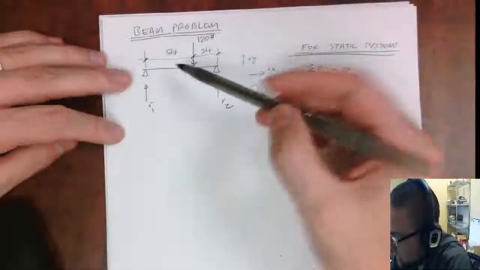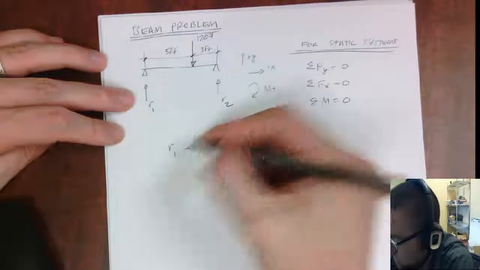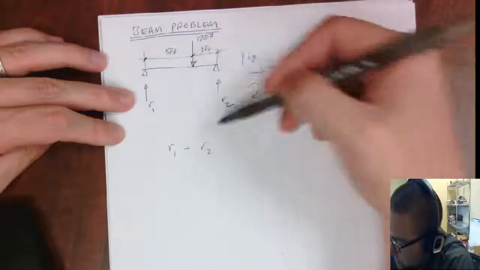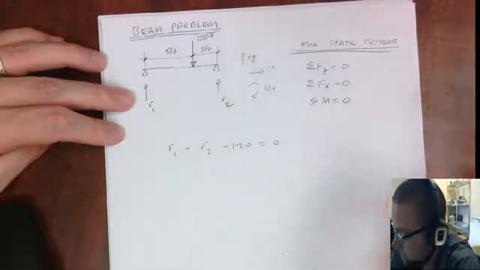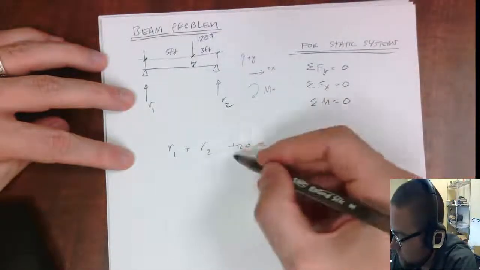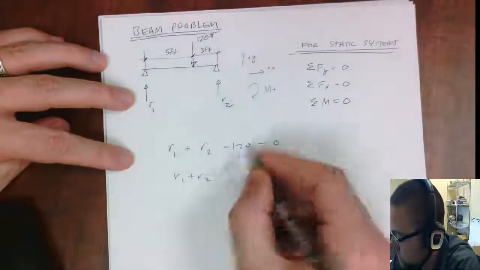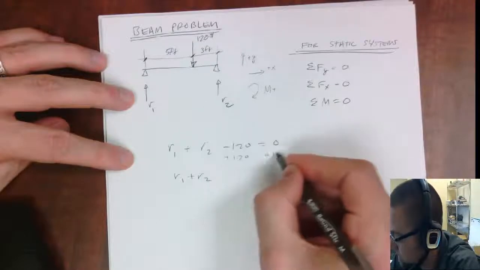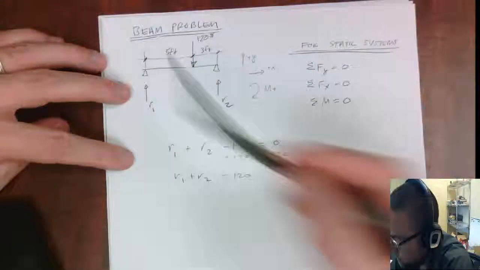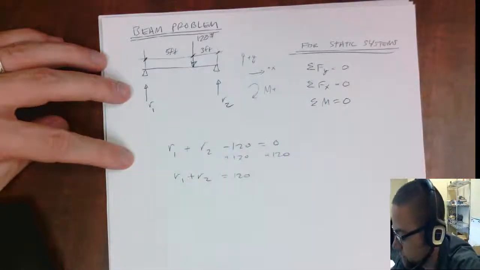So let me add up all the forces in the y direction. We have R1 is positive, plus R2 is positive, and then minus 120, because it's going down, equals 0. This is the sum of the forces in the y direction. I'll rearrange the equation so that I have the variables on one side: R1 plus R2, and then I'll add 120 to both sides, equals 120. If the load was right at the middle, it'd be 60 plus 60 equals 120, but they're going to be different numbers.